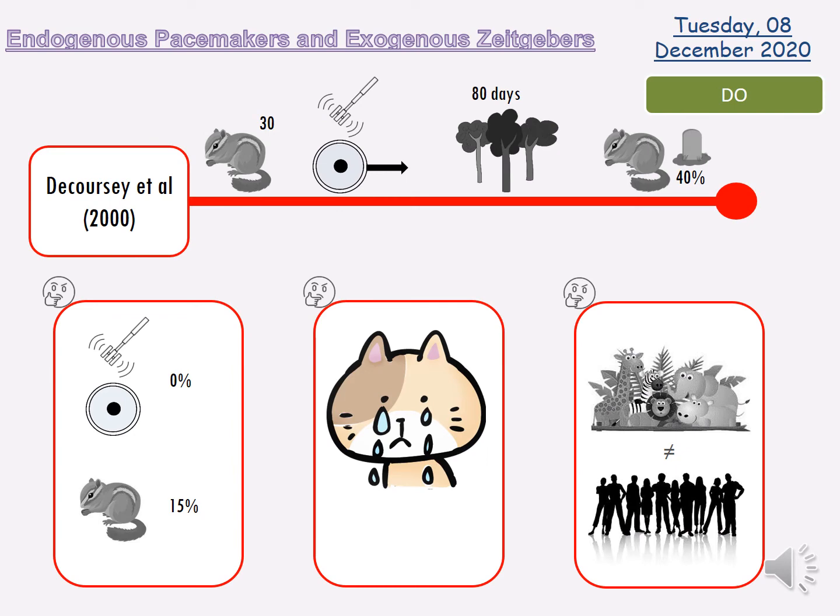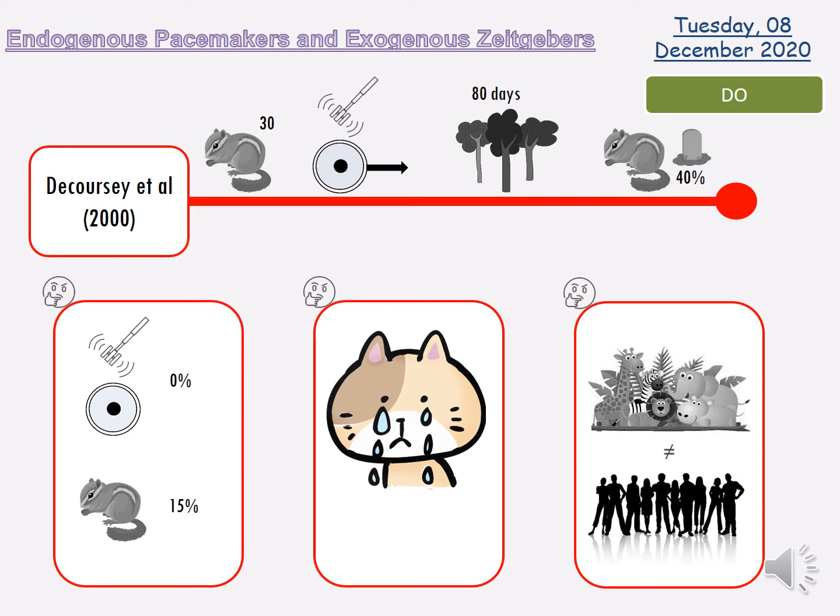In terms of one of the major case studies with regard to the suprachiasmatic nuclei, we need to look at Decoursey et al., whose results were released in the year 2000. So, what Decoursey et al. did is he took 30 chipmunks, and what he did was he used an electrical process on the suprachiasmatic nuclei to affect them. Okay, so effectively damaging the suprachiasmatic nuclei.